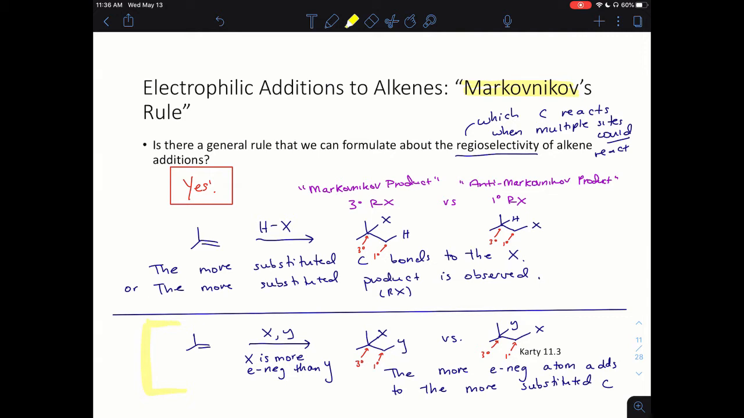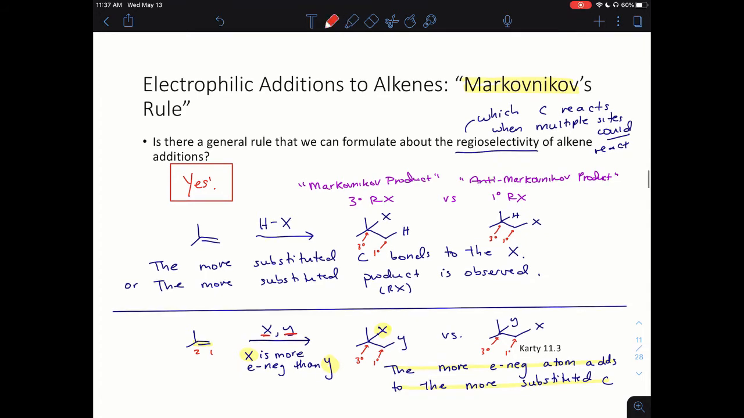So we're going to see in a minute that there are other types of atoms that can add to the two carbons of an alkene. It's not just H and X. It's not just acids. So when two atoms, any two atoms, we'll call them X and Y, add across the two carbons of an alkene, we will see that Markovnikov's rule is typically obeyed. So if X is more electronegative than Y, then just like X is more electronegative than H, then X, the more electronegative atom, will add to the more substituted carbon. Sound good?